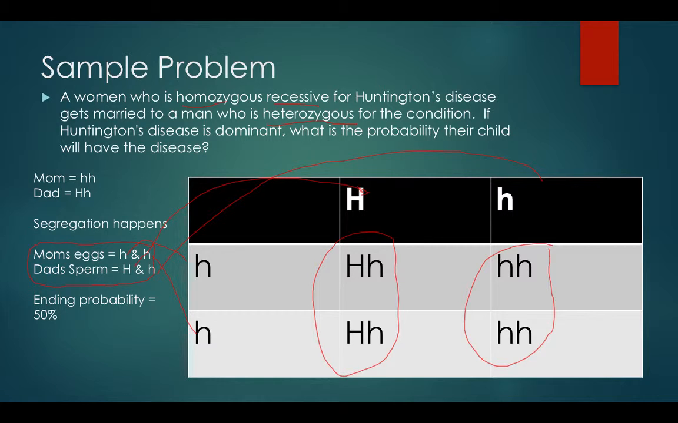And this is how a Punnett square works. It's just a way of easily predicting what's going to happen.